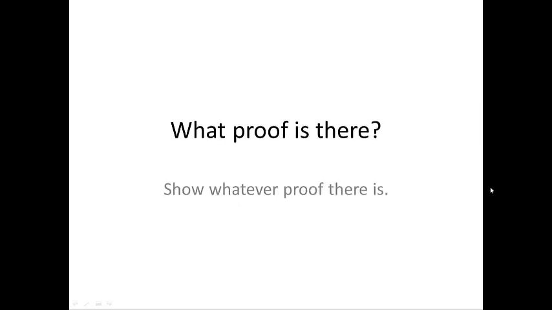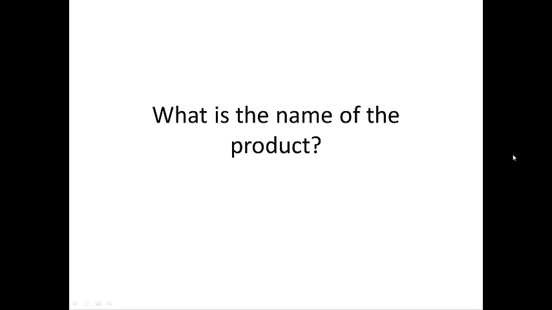What proof is there? This is where we show whatever proof there is. This could be videos, live proof, sales page proof, screenshots. We just show whatever proof the vendor offers us. Next question is, what is the name of the product? In this part of the video, we usually just tell them the name of the product. Maybe sometimes we'll include a graphic of the box.